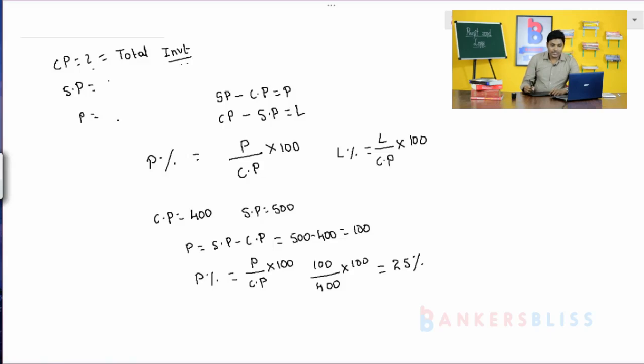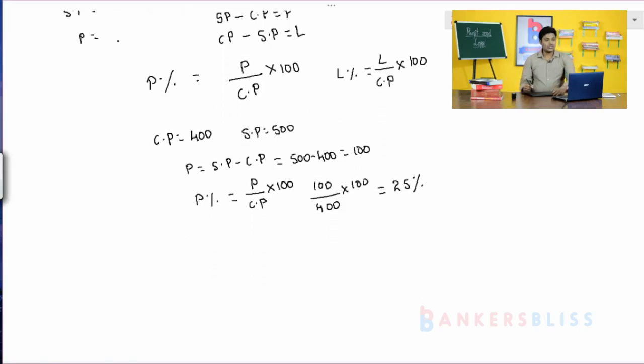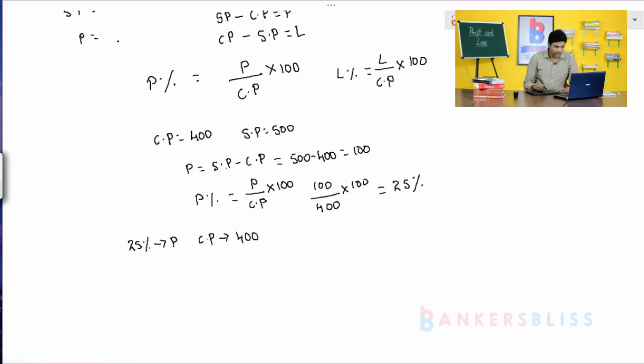In other words, they can ask you the question like this. You are getting 25% profit. The profit percentage is 25%. Now, the cost price is 400, and you have to calculate the selling price.